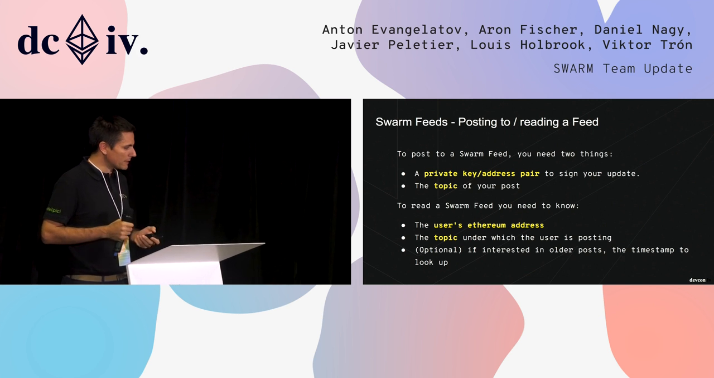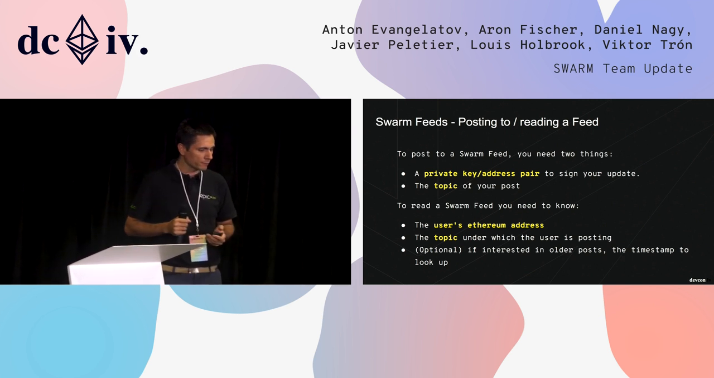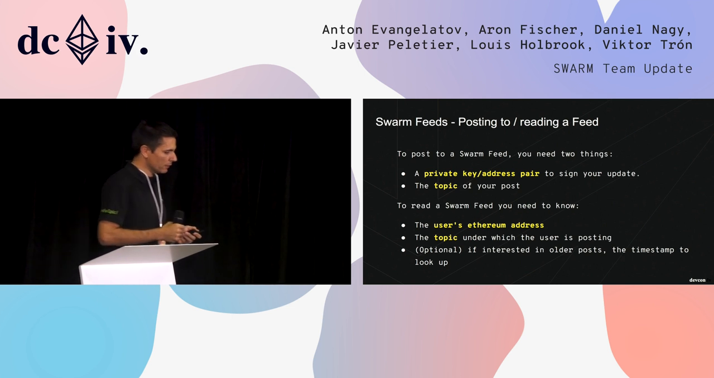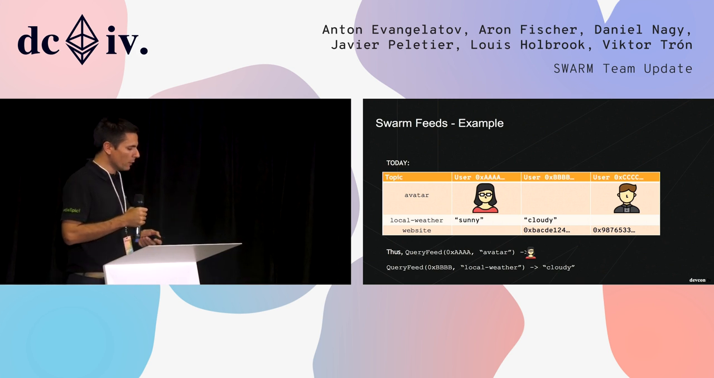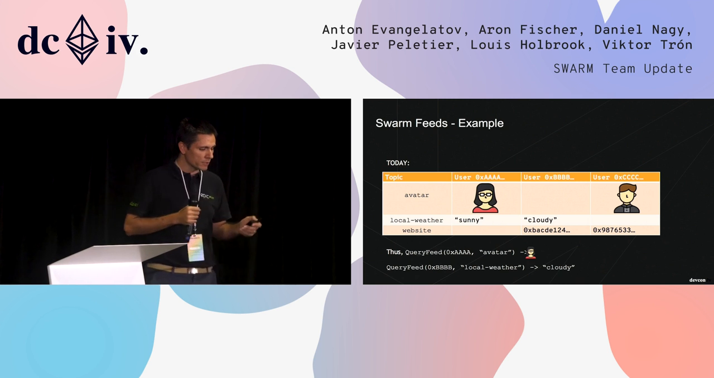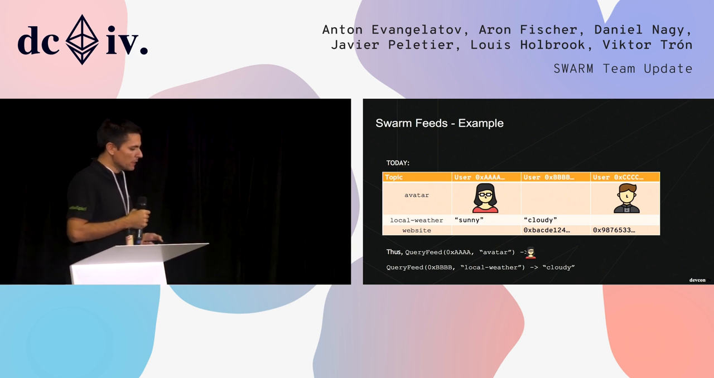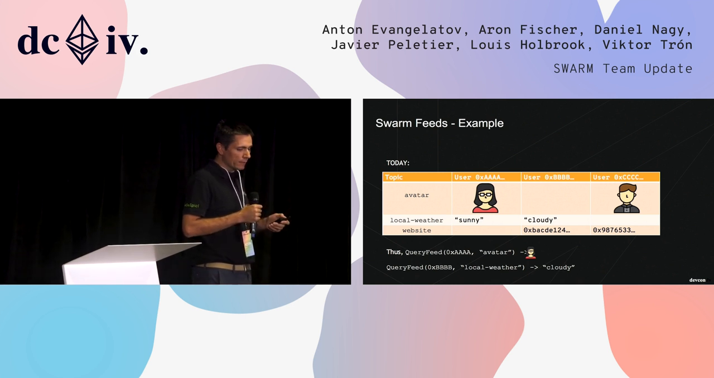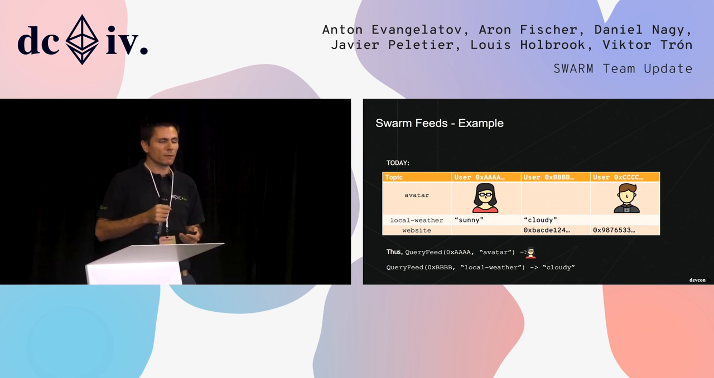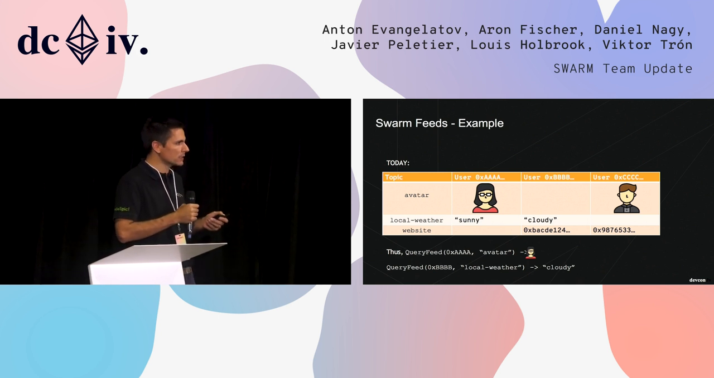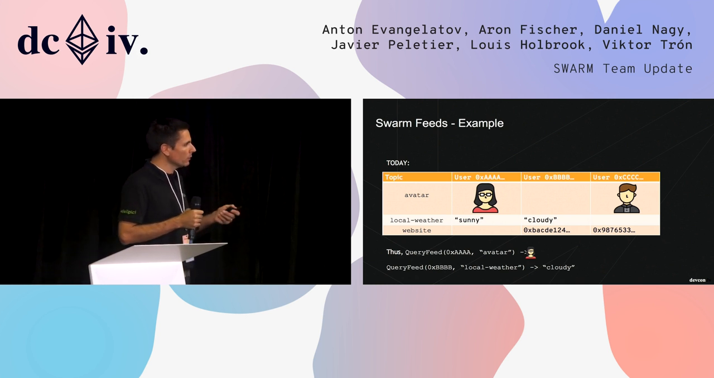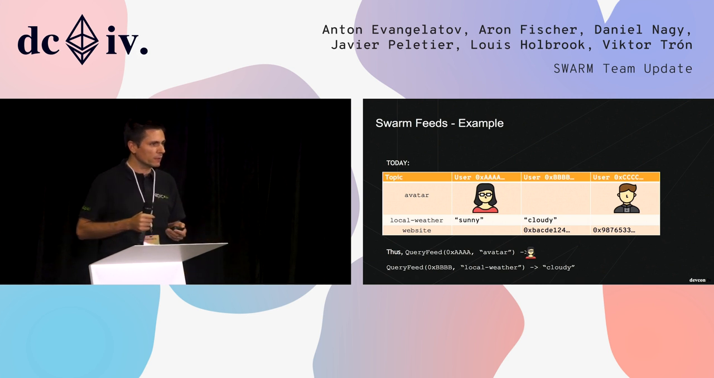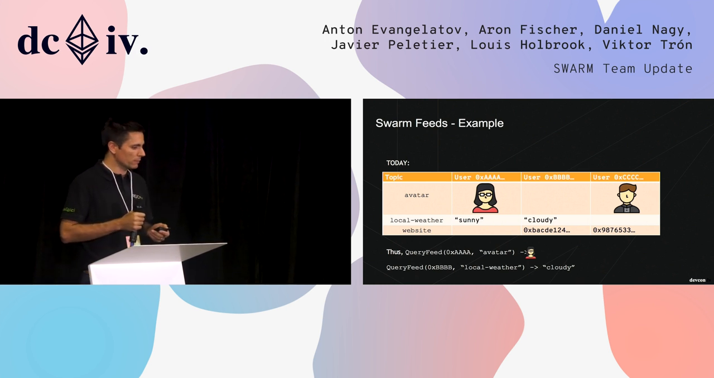So just to put up an example, let's imagine that we have these sets of topics on the left. For example, a topic could be avatar, another topic could be local weather, another topic could be website, and then we have publishers or users on top: user A, user B, and user C. In this case, user A has posted an update under the avatar key, and the update is her profile information, her profile picture. So if we use the query feed primitive in Swarm feeds, we can retrieve that value that she has posted, which is her picture.